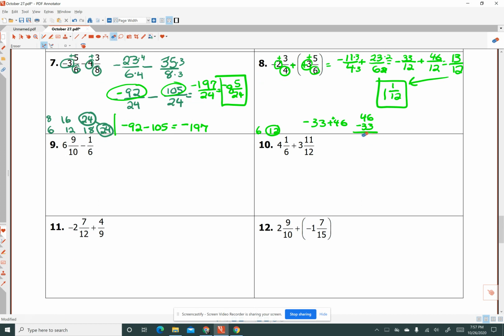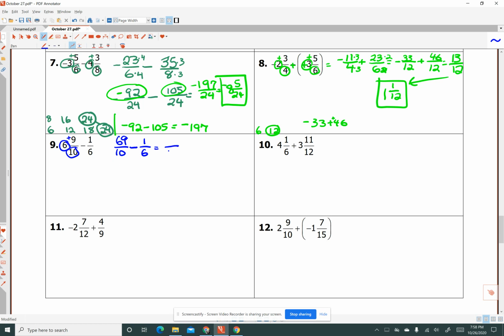Okay, I'm going to erase this so it's not in our way when we work on the next couple of problems. So next we have 6 and 9/10 minus 1/6. So 10 times 6 is 60 plus 9 would be 69 over the same denominator of 10 minus 1/6. So what is our denominator going to be? What's the smallest number that is also a multiple of 10 and 6, and that would be 30.